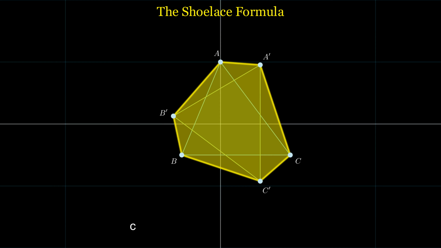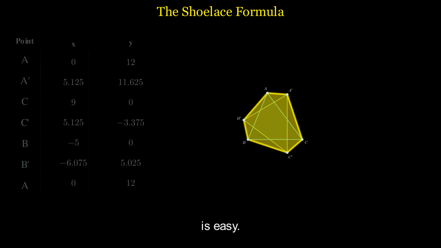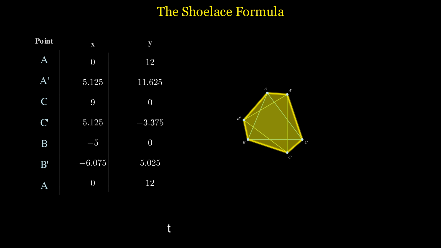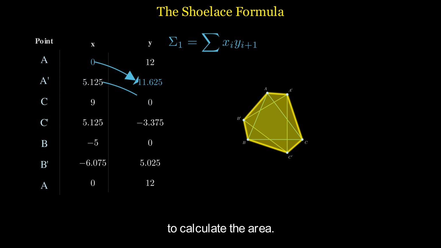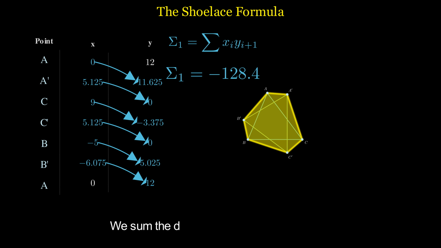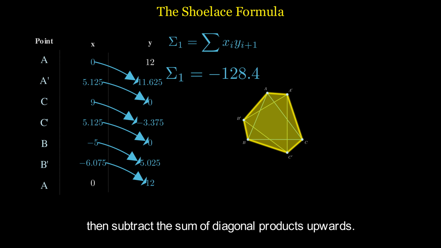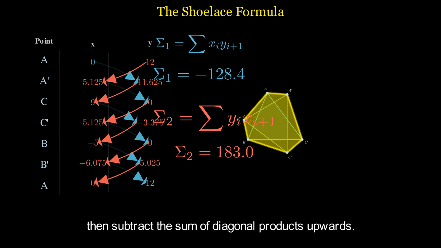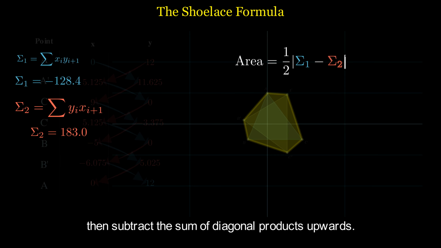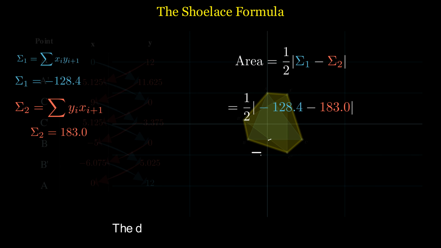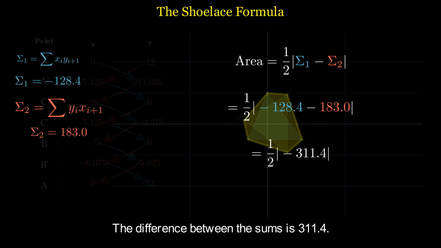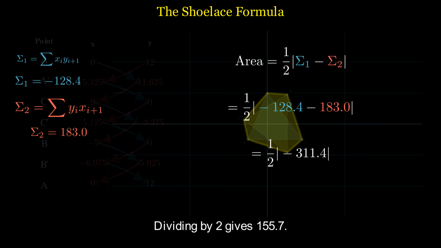With the coordinates, calculating the area of this hexagon is easy. We can use the Shoelace formula to calculate the area. We sum the diagonal products downwards, then subtract the sum of diagonal products upwards. The difference between the sums is 311.4. Dividing by 2 gives 155.7.